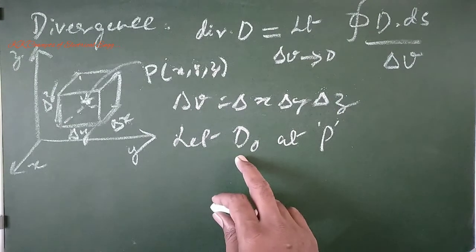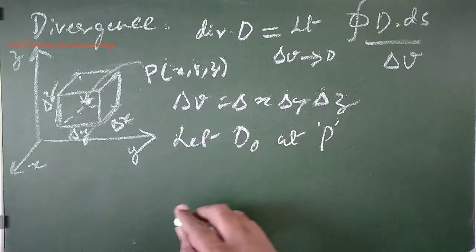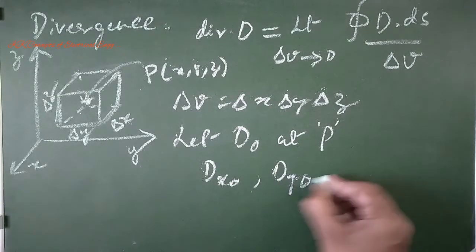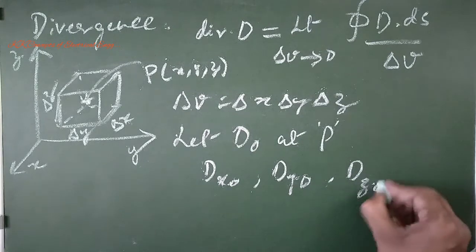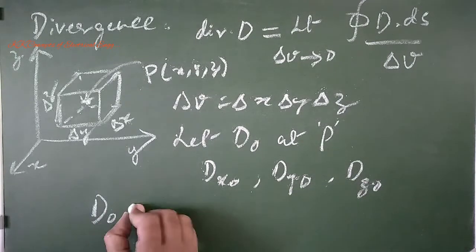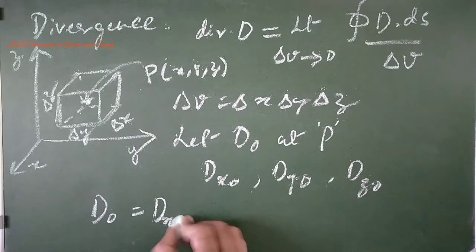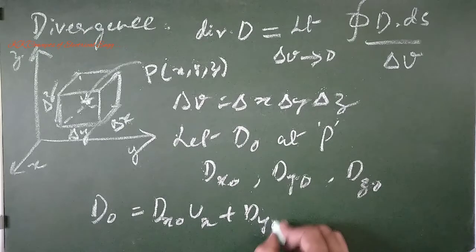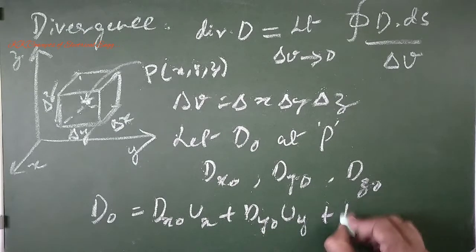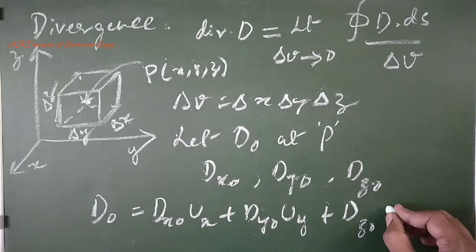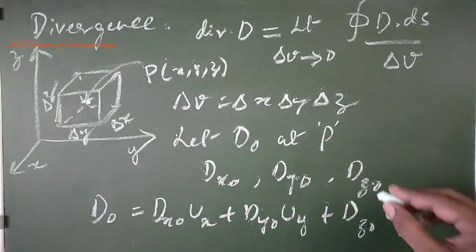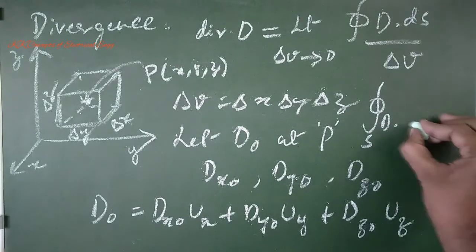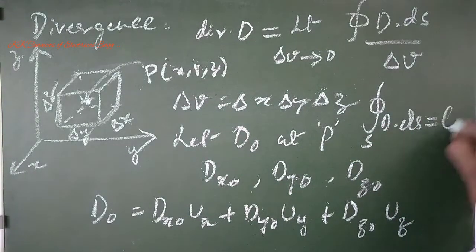The x, y, z components of this D naught are Dx naught, Dy naught, Dz naught. D naught is given by Dx naught ux plus Dy naught uy plus Dz naught uz. Now by Gauss's law, closed integral D dot dS equals Q.